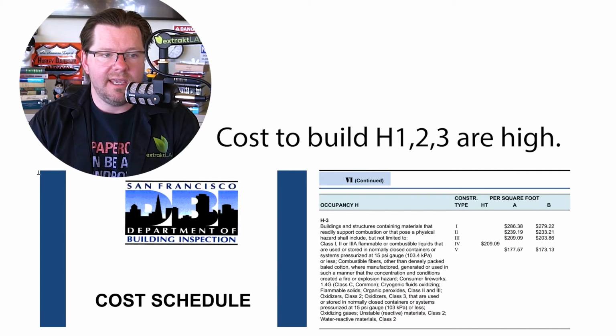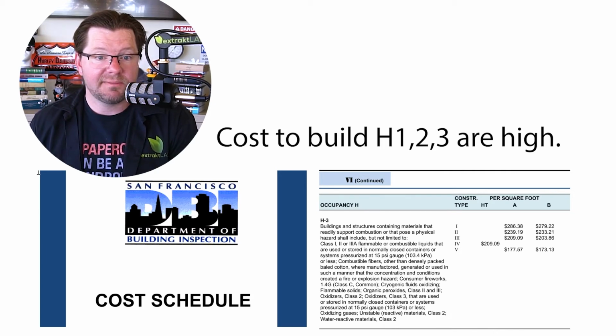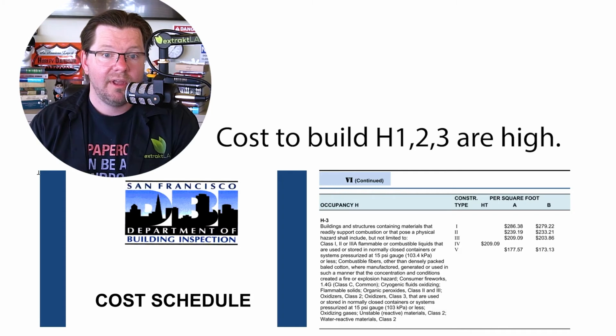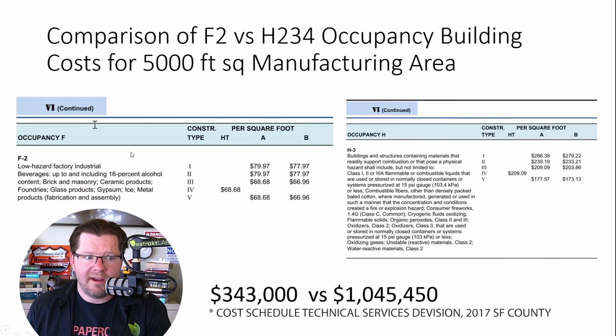This really is a cost schedule that you can find at many different places. You can go to any of the building inspection departments, for example, and find out the cost to build. Architects will also have this cost to build. This is a comparison between F occupancy and H occupancy. These are average costs to build per square foot for different types of buildings.